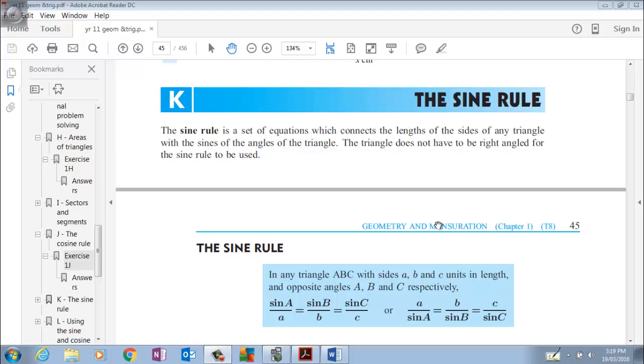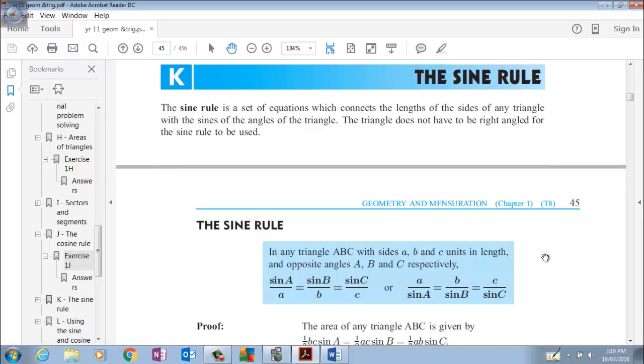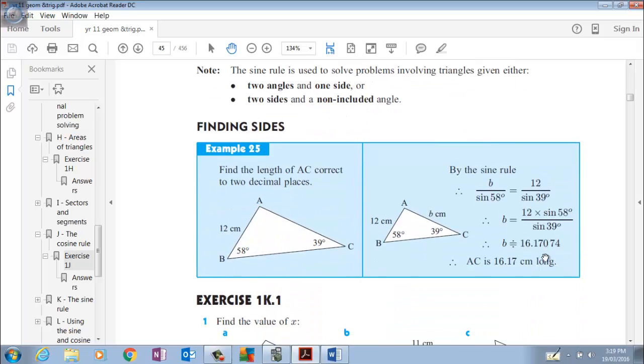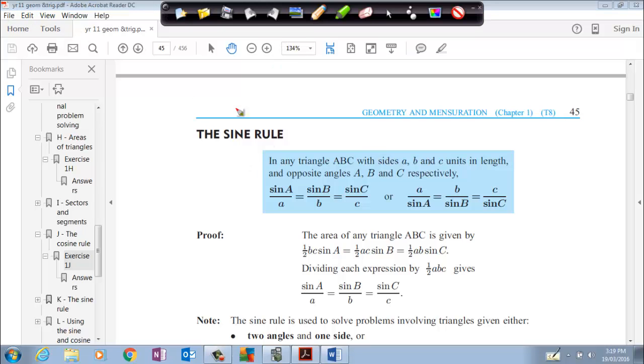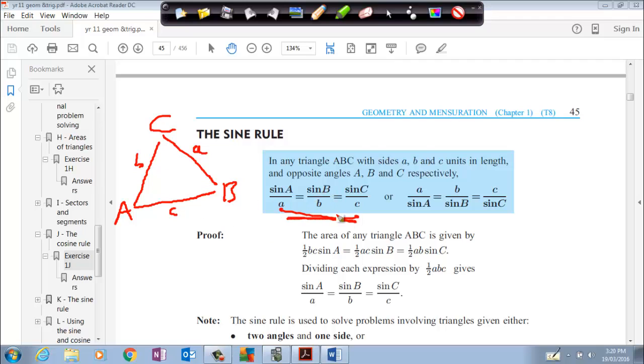Now we'll look at the sine rule. The sine rule is given there, and the diagram accompanying that would look like this. We have angle A and little a, angle B, little b, angle C, little c. Now the rule is given here.